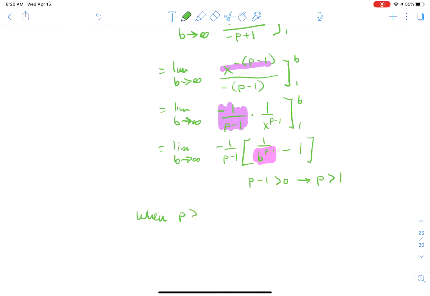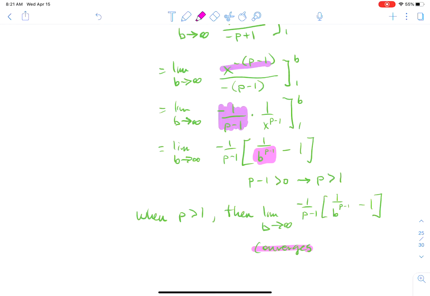When p is greater than 1, then the limit as b goes to infinity of negative 1 over p minus 1 times 1 over b to the p minus 1 converges. And if it converges, just like we talked about on the other parts of the integral test, then we would conclude that also the series converges. Maybe highlight this. It converges then.